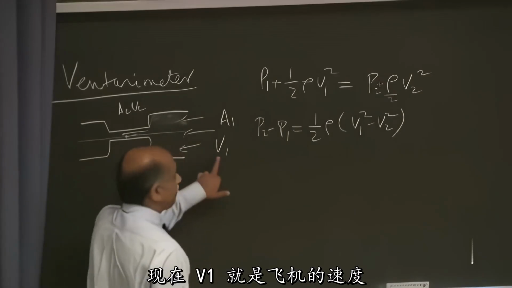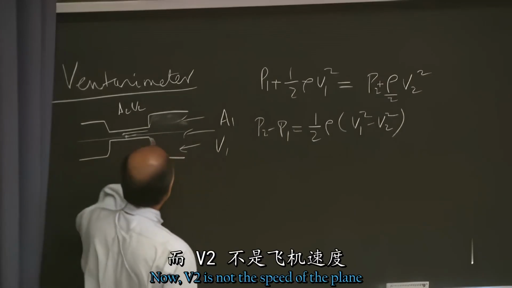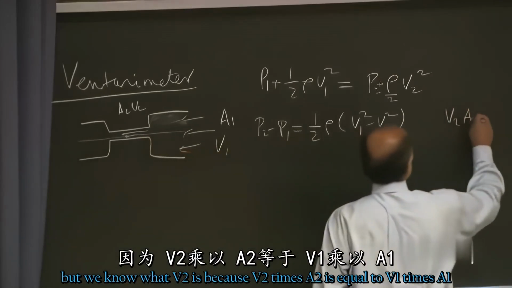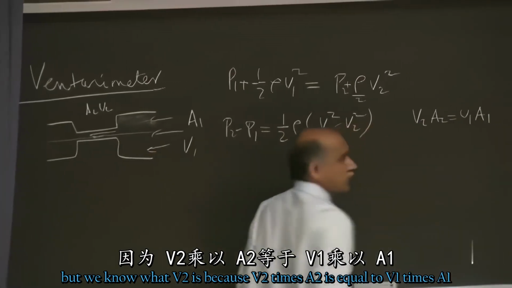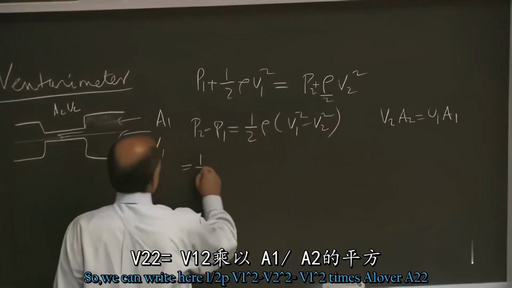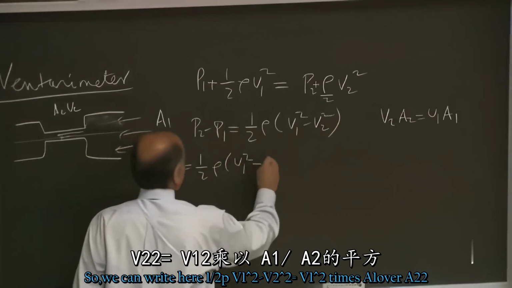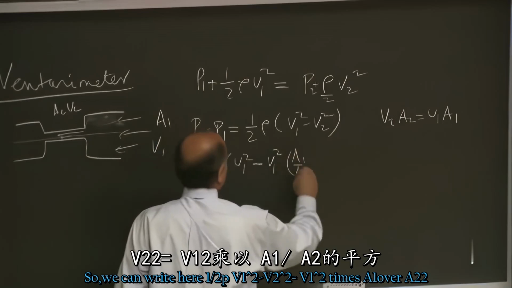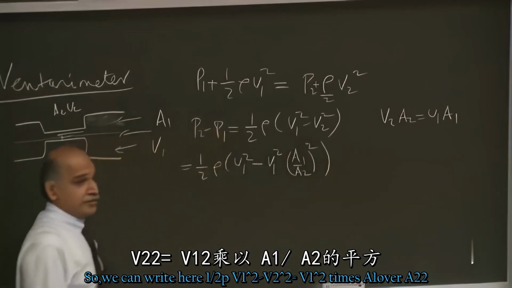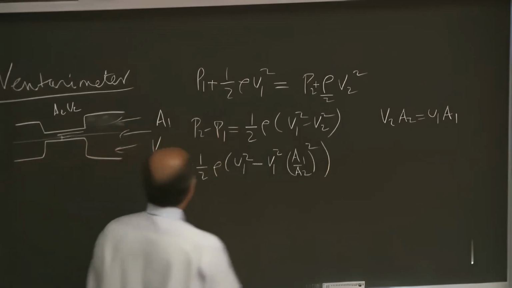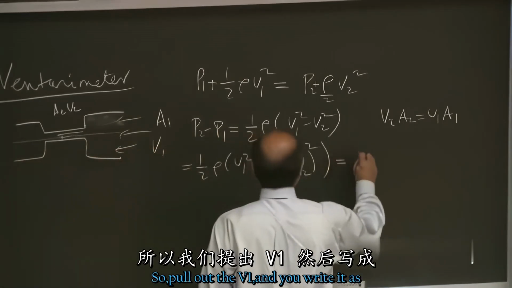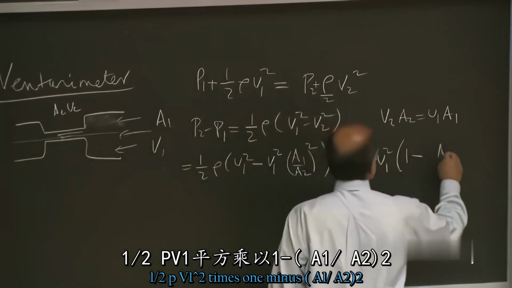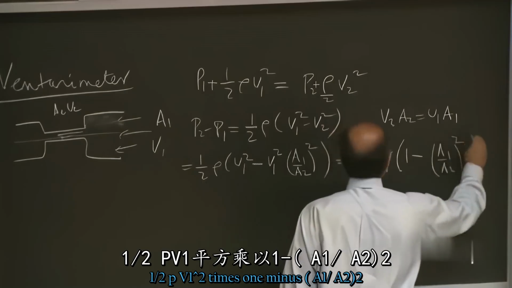Now, V1 is the speed of the plane. Now, V2 is not the speed of the plane, but we know what V2 is because V2 times A2 is equal to V1 times A1. So we can write here 1/2 rho (V1 squared minus V2 squared) is V1 squared times A1 over A2 squared. So pull out the V1 and you write it as 1/2 rho V1 squared times (1 minus (A1 over A2) squared).